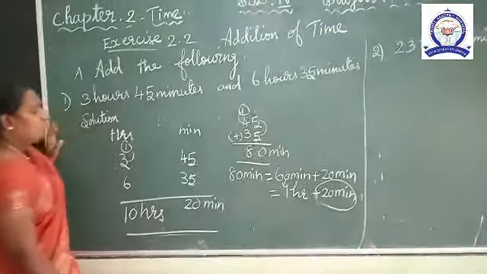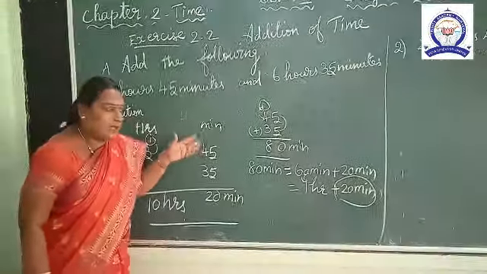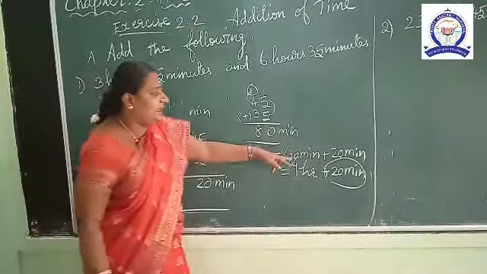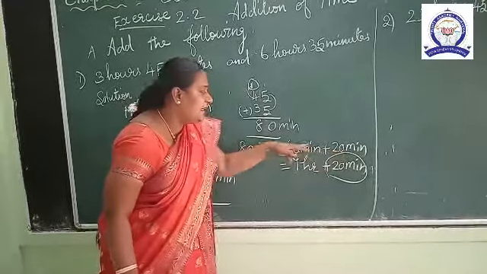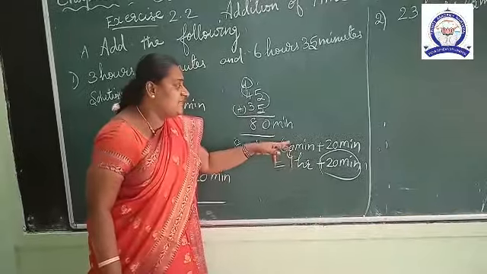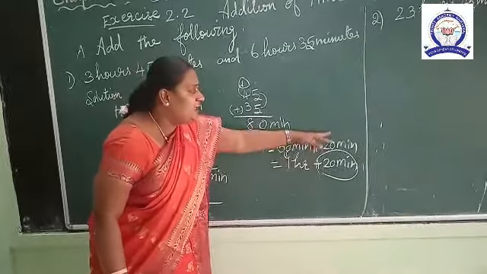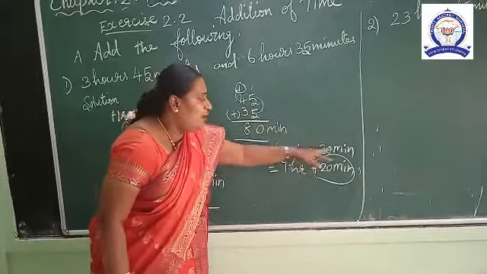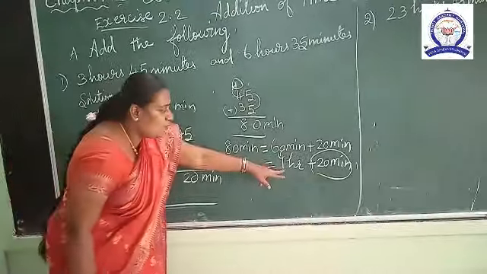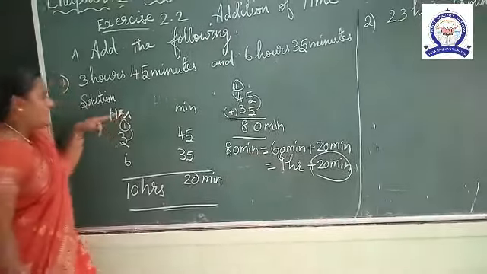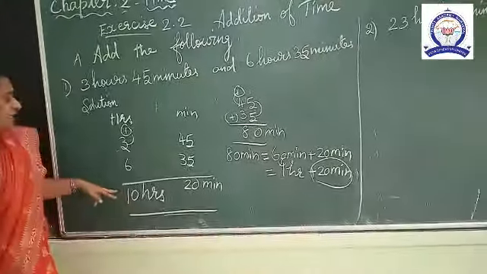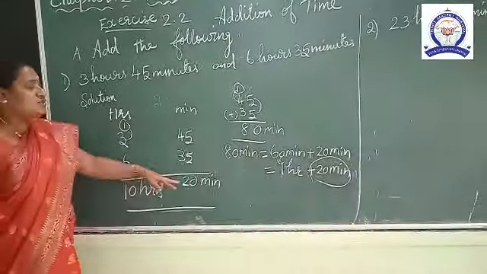Once again I repeat. The first step is you have to add the minutes column. So you add 45 plus 35, that is 80 minutes. 80 minutes can be split like this, 60 minutes plus 20 minutes. Instead of 60 minutes you write 1 hour, because 1 hour equal to 60 minutes. Now you write this 20 minutes in the minutes column, and this 1 hour, this 1 is carry over to the hours column. Now you add the hours column, you will get 10. So at last we get the answer is 10 hours 20 minutes.